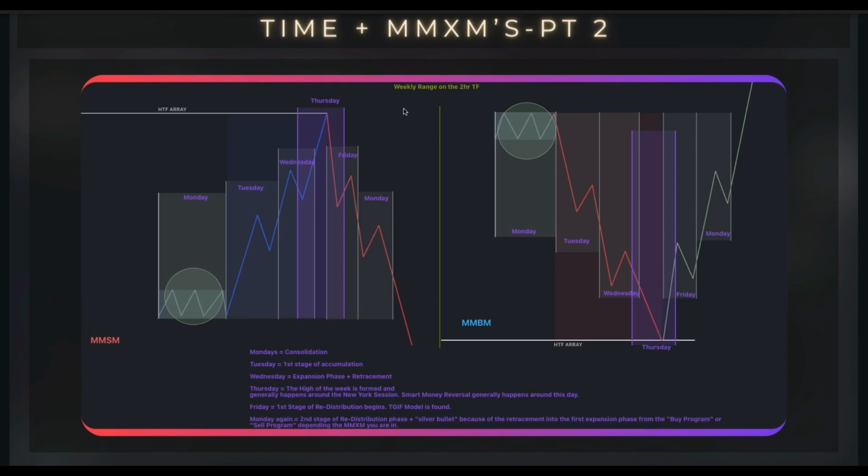Now I am looking at this from a 2-hour time frame, but I'm trying to get a weekly range. So it can be on any time frame. It can be on the 4-hour, 8-hour, whatever the case may be. I'm just using this as an example. And then again here, Monday it accumulates, Tuesday first stage of accumulation, Wednesday expansion plus retracement, Thursday the high of the week, Friday you'll have your redistribution and TGIF model, and then Monday your second stage of redistribution plus your silver bullet setup, etc.